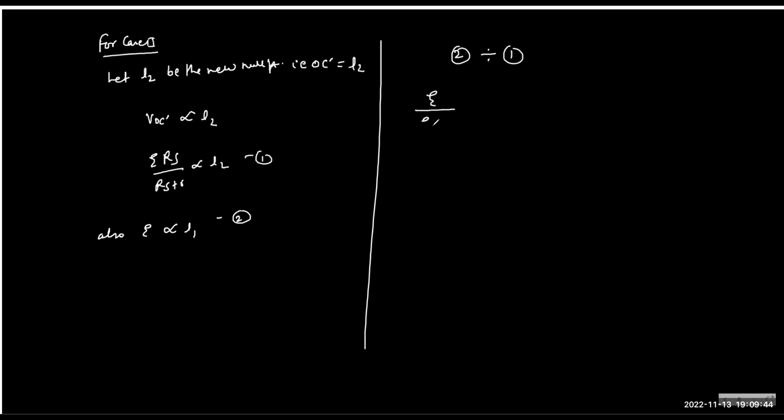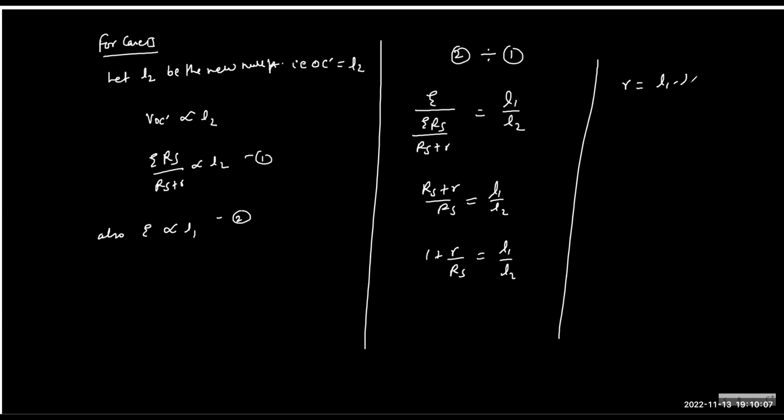So if you divide equation 2 by 1, what will you get? E RS upon RS plus R equals, and you can see we have the relation, 1 plus... R is how much? So if you know the shunt, you can get the internal resistance. Now, what is interesting is to see the numerator, which is the difference of the initial and final. So L1 minus L2 is called the shift.